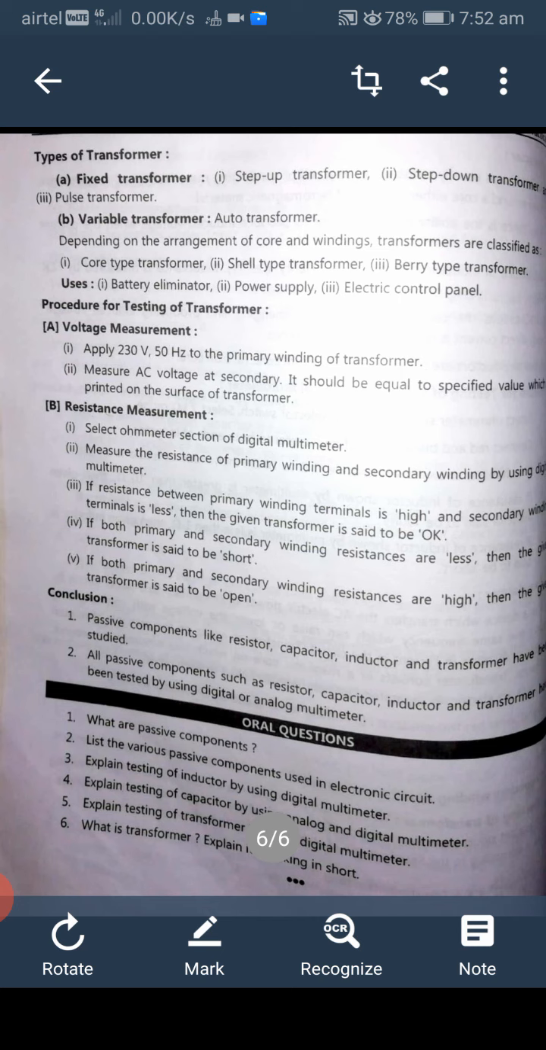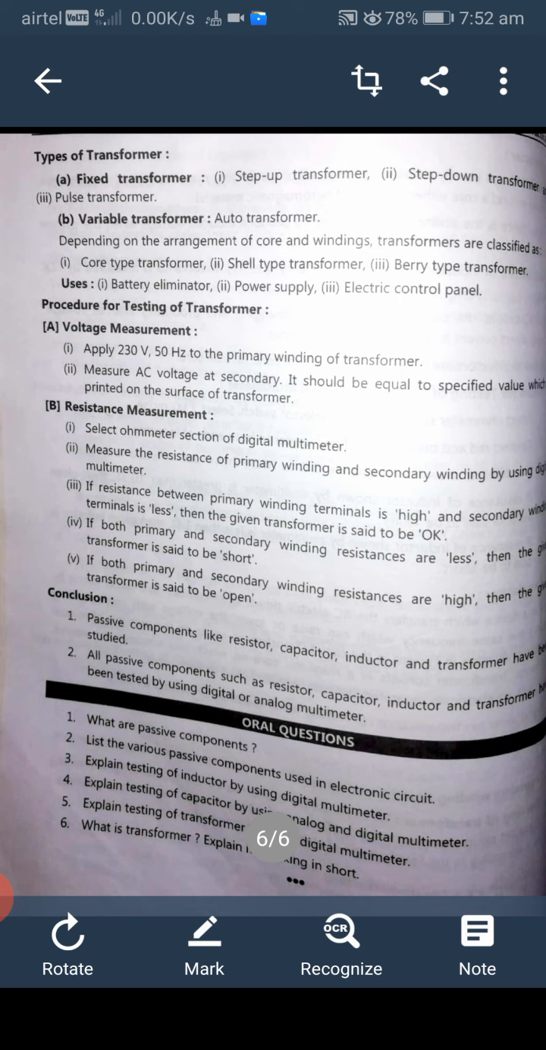Conclusion of this experiment. Passive components like resistor, capacitor, inductor and transformer have been studied. All passive components such as resistor, capacitor, inductor and transformer have been tested by using a digital or analog multimeter.